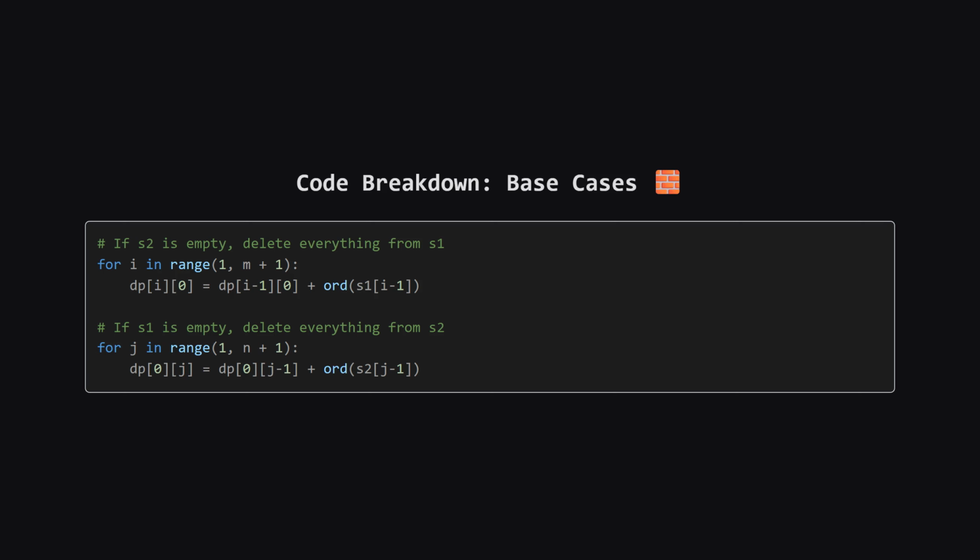Now we fill the first row and the first column. Think about what the first column means. It means the second string is empty. If string 2 is empty, the only way to make string 1 match it is to delete every single character in string 1. So we loop through and calculate the cumulative cost of deleting everything so far. We do the exact same thing for the first row, which represents string 1 being empty. We just sum up the cost of deleting characters from string 2.